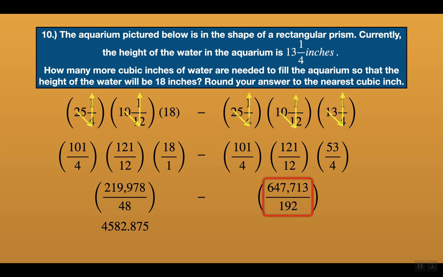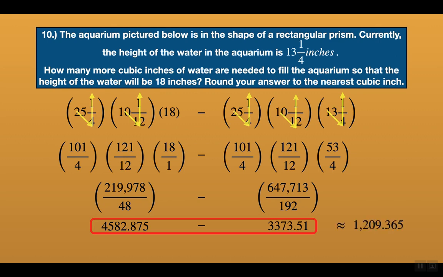Now let's do the same thing on the right-hand side. We're going to divide 647,713 by 192, and that's going to give us 3,373.51. For our last step, we need to subtract these two numbers, okay? And that's going to give us our answer, which is approximately 1,209.365.